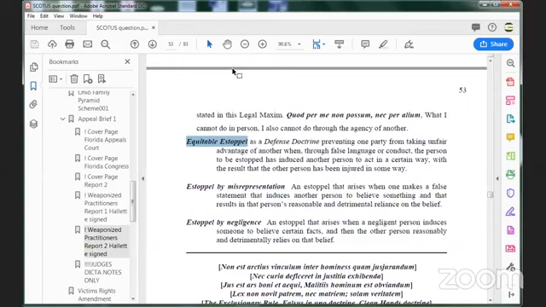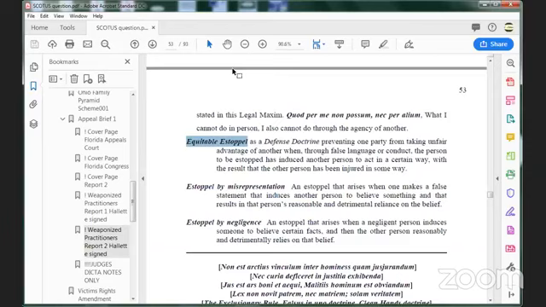Now, let's go to the misrepresentation. That is an estoppel that arises when one makes a false statement that induces another person, that would be the attorney, inducing the court or the judge to believe something, and that results in a person's reasonable and detrimental reliance on that belief. It's detrimental because it negatively affects the integrity of the court, and it falls under that SMU, or crap made up, as we talk about on the show.